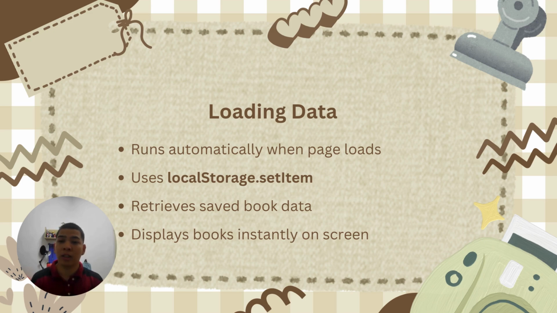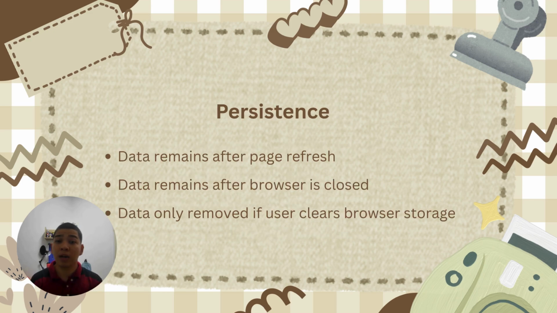Then, loading data. When the website is opened, the application checks local storage first. If saved data exists, JavaScript retrieves it and displays the books immediately on the screen. Now we move to persistence. The stored data remains even if the browser is closed and reopened. It will only be removed if the user clears the browser storage manually.